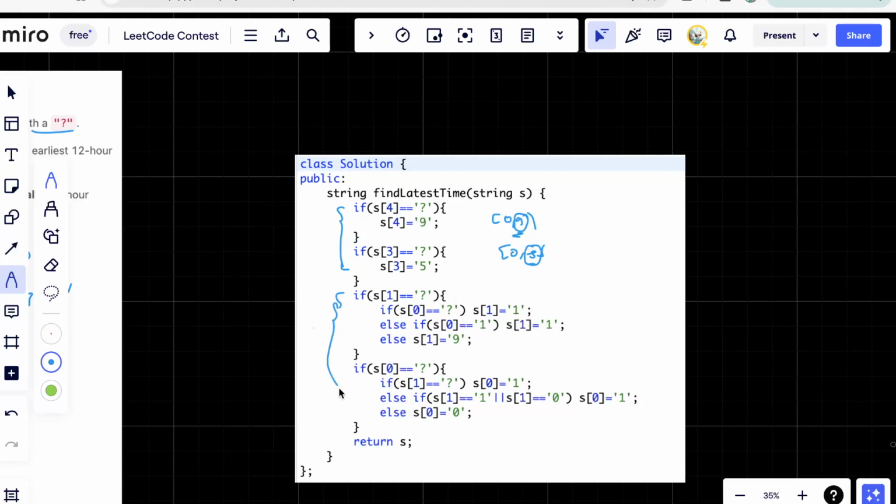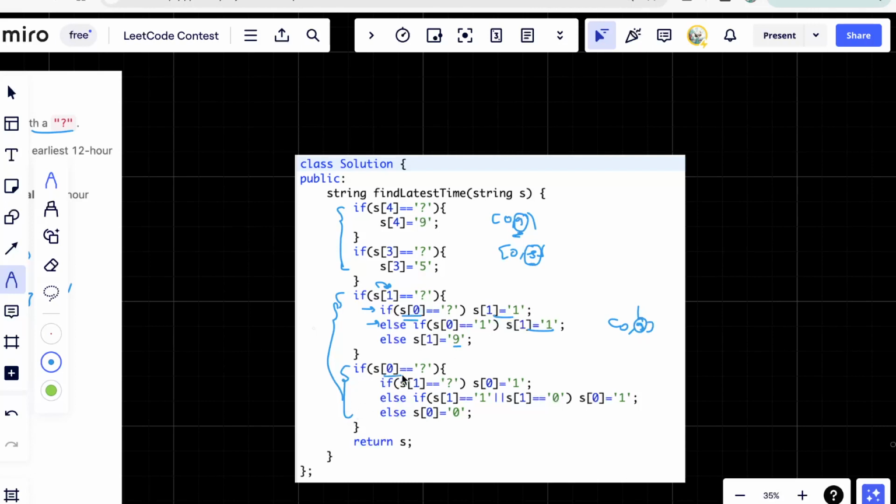Now for these, we have already discussed the three conditions, right? So see, if at the 1th index we have a question mark, then we have to check if we have a question mark at the 0th index. So I can simply replace it by 1 if this is true. Otherwise, I have to check if there is a 1, then I can replace it by a 1. But if it is 0, then the highest value I can achieve is 9, right? If it is 0, then the range is going to be 0 to 9, and to get the latest time possible, I have to replace it with 9.